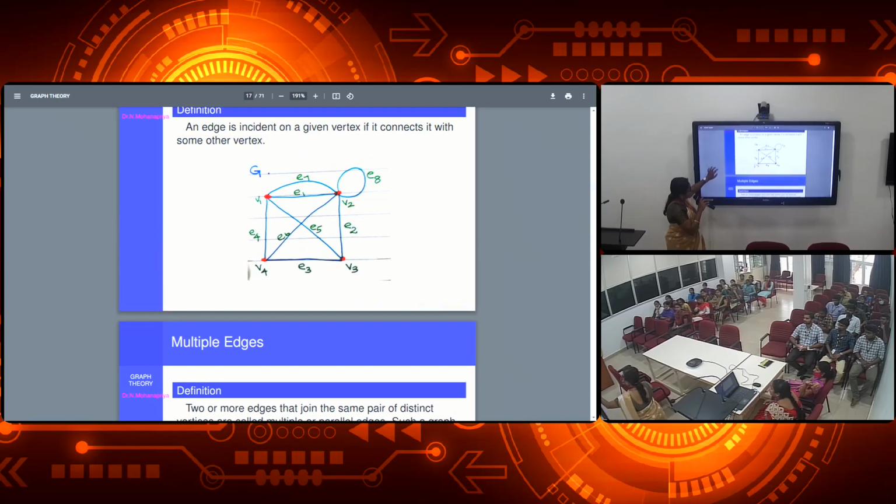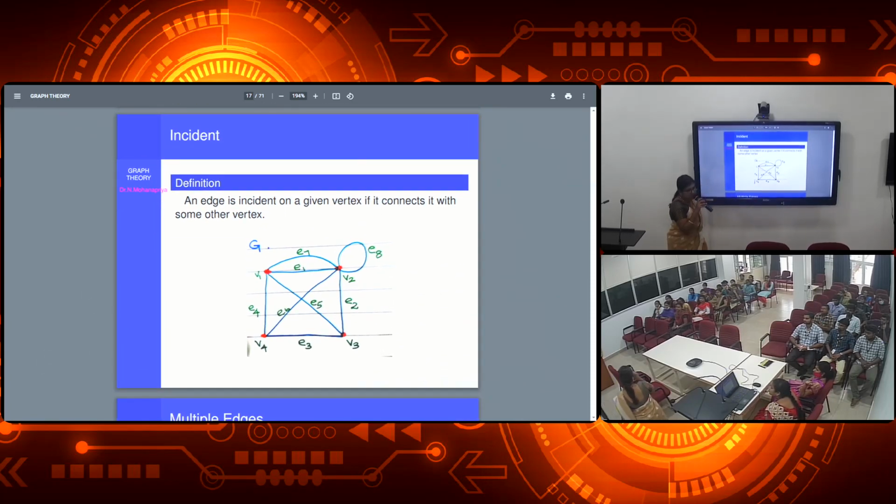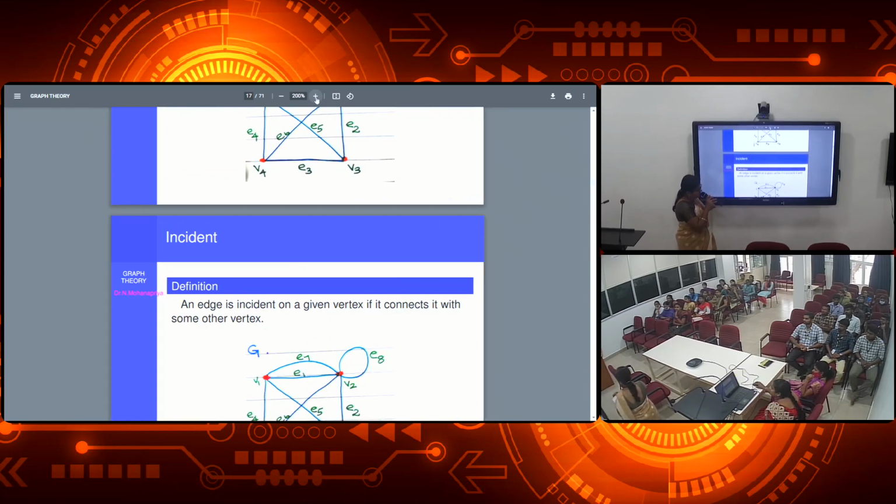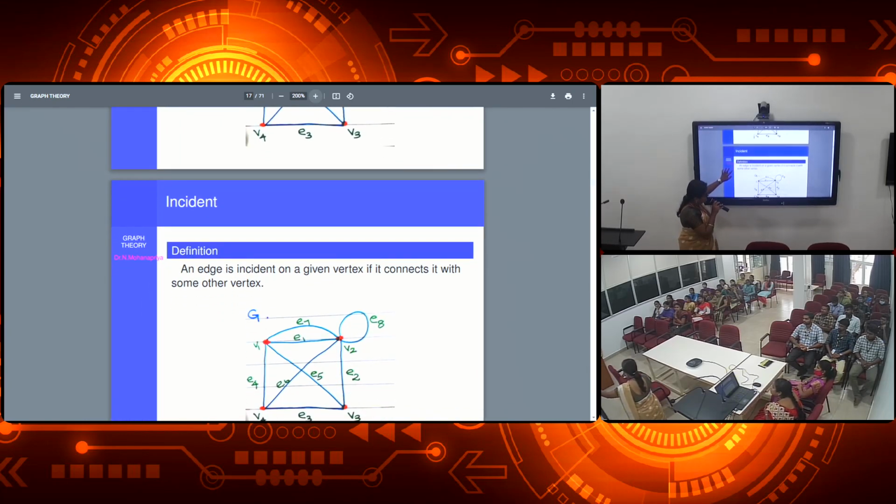Then incident. The vertex V1 has the incident edges E1, E5, E4 and E7. That means each vertex is incident with edges. So in the vertex V1 there are 4 incident edges. Likewise, in V2, how many incident edges do we have? E1, E7, E6, E2 and E8. Right? So these are the incident edges for the vertex V2.